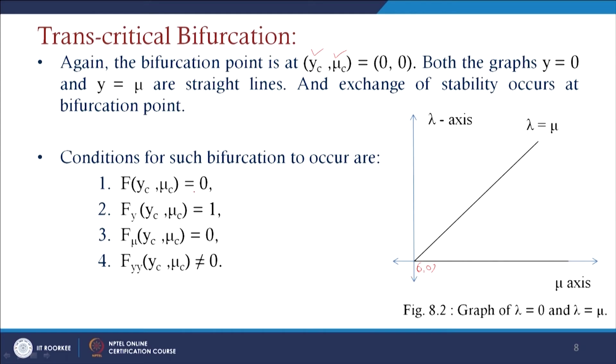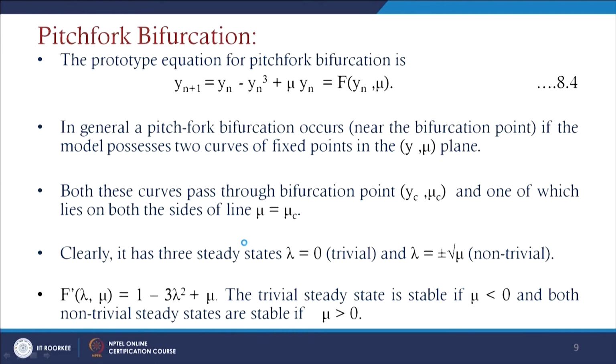The conditions for such a bifurcation to occur are that at the critical point y critical and mu critical, the function f should take the value 0. The first order derivative of f at these critical points should take the value 1. The derivative with respect to mu at these critical points will also take the value 0. And the second order derivative of this function at these critical points will not equal 0.